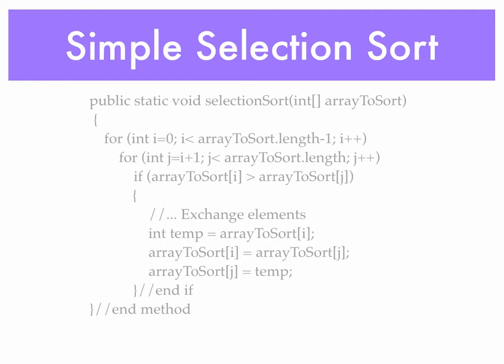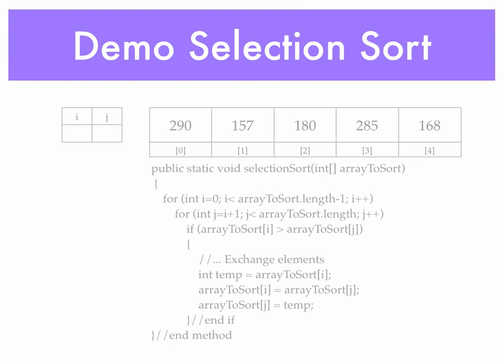You'll note that it expects an array of ints to be passed into it, and we know that we can sort an array of any type. You'll see that it has an outer and inner for loop. The inner for loop consists of an if statement with an associated block of code. And in that block of code, what we're doing is we're exchanging elements within our array. So let's demonstrate this simple selection sort.